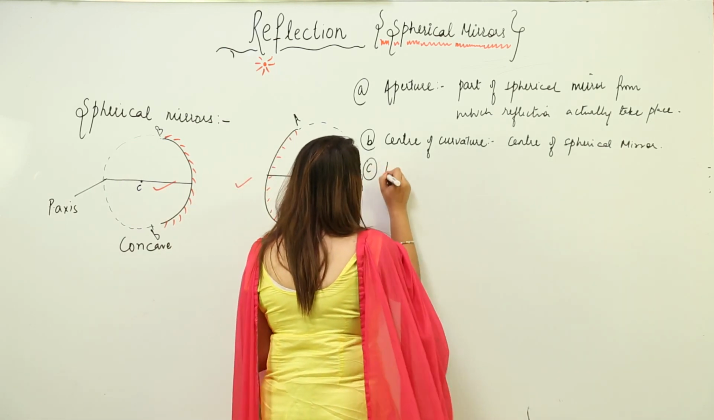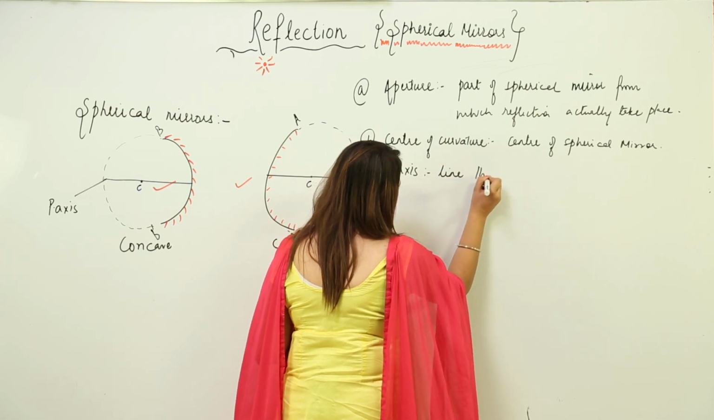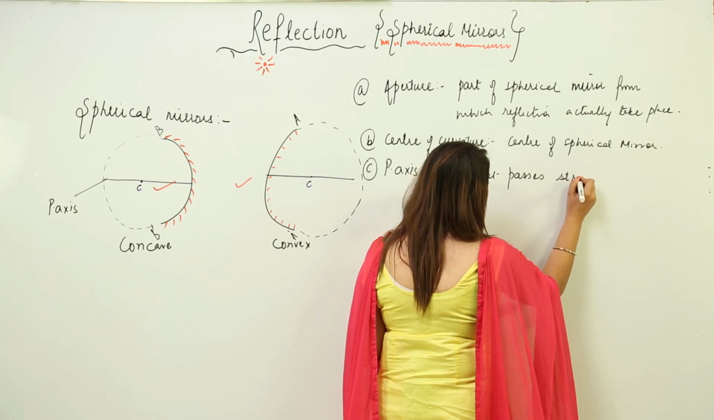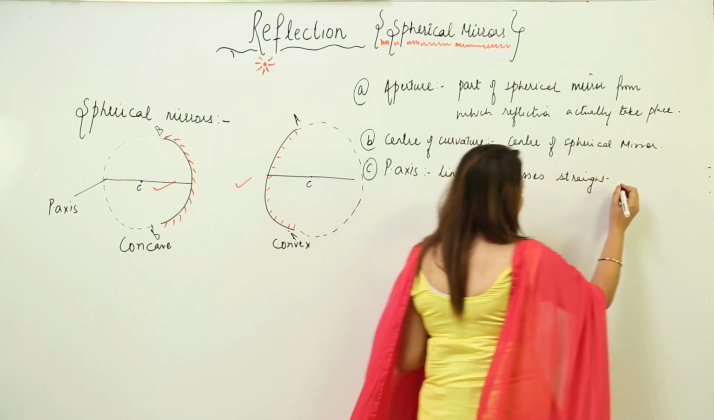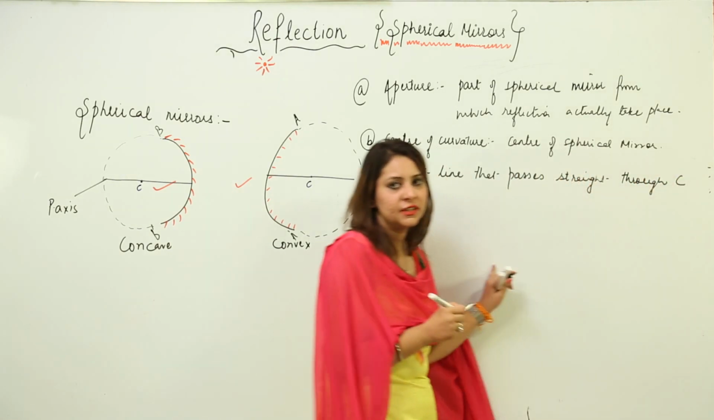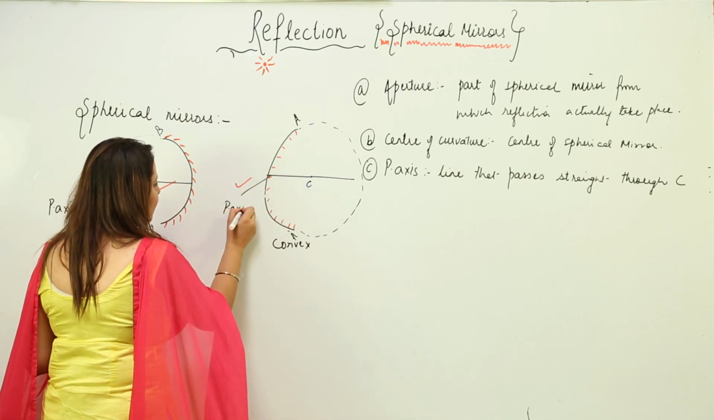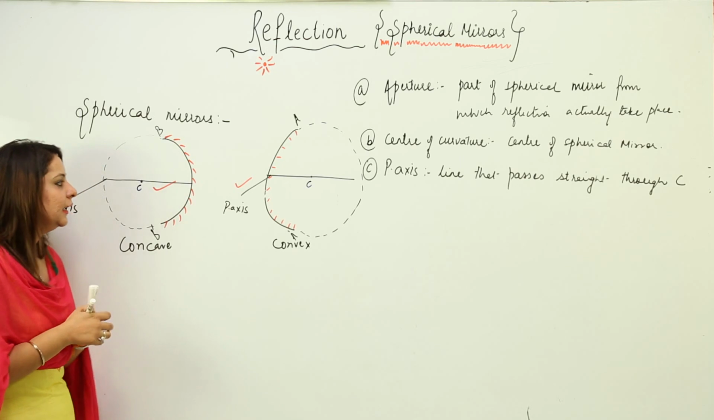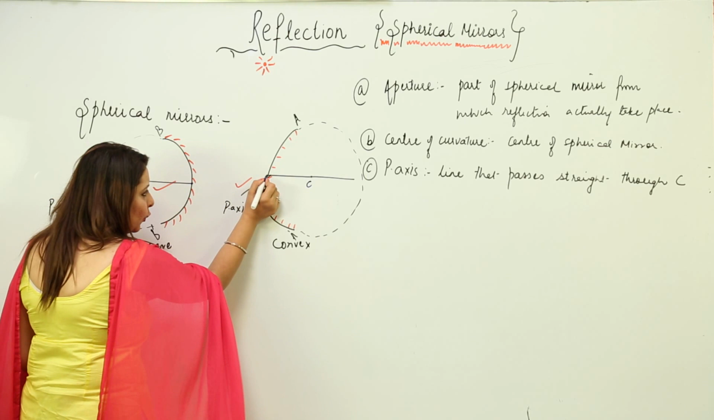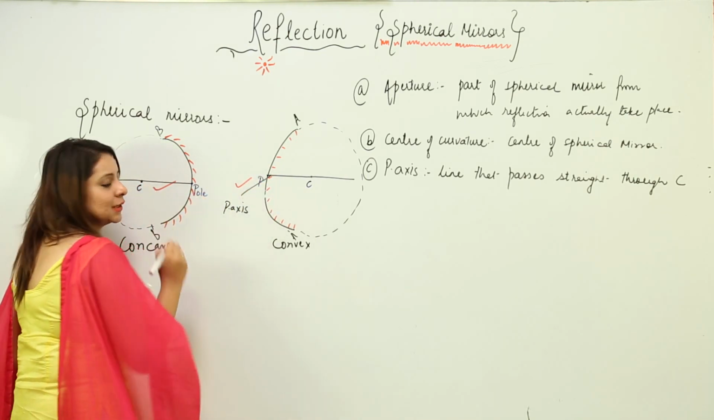So what's that? Principal axis is a line that passes straight through C. C is the center of curvature. So the line that passes straight, this or this, is called the principal axis. Now the point where this line strikes the mirror, as you can see, this is the point where it is striking the mirror. This is called the pole.